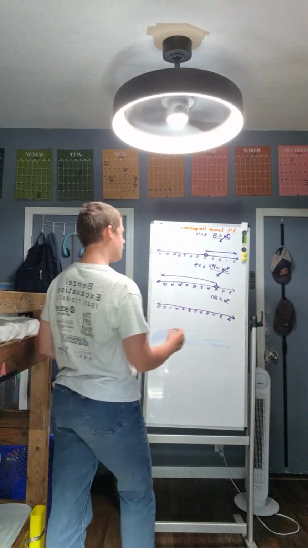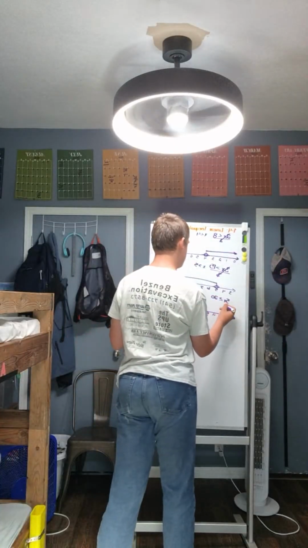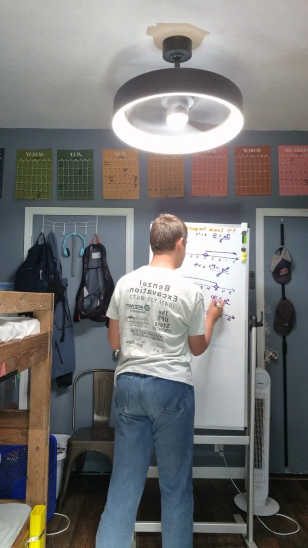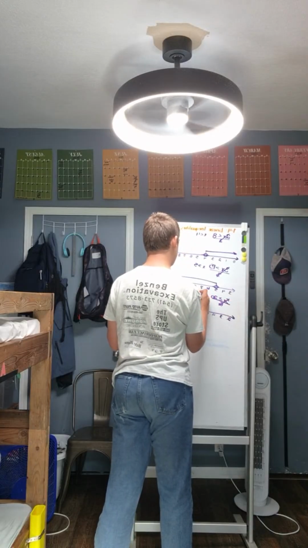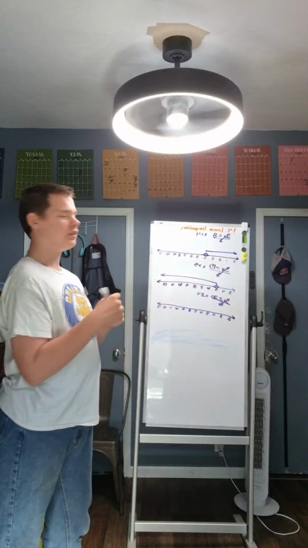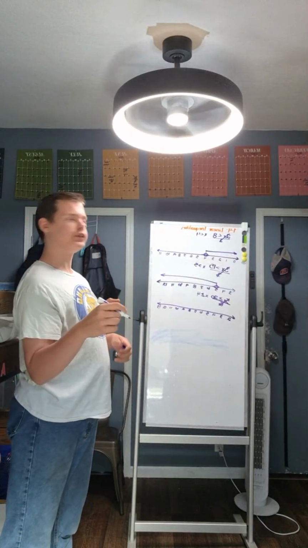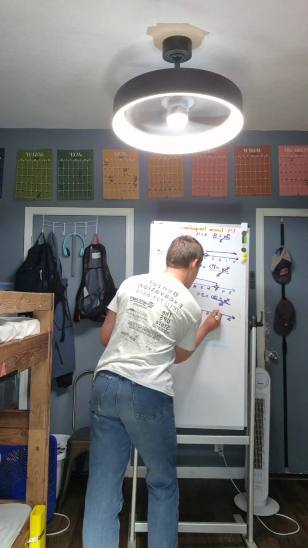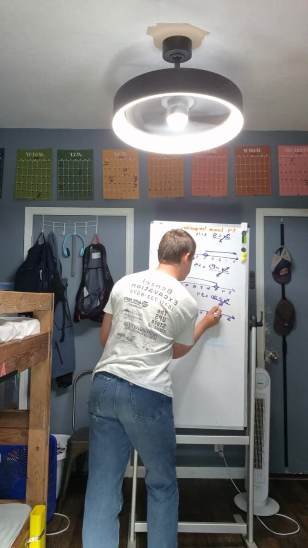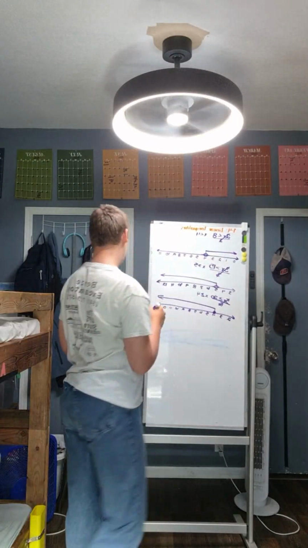So, we have 5x is greater than or equal to 20. We're going to divide both sides by 5. We have x is greater than or equal to 4. So, it's a closed circle, because it equals that number. So, it goes all the way to the right.